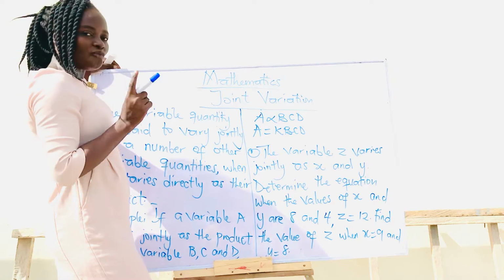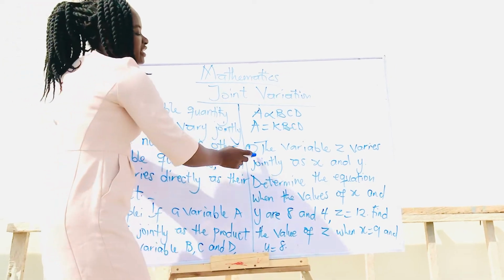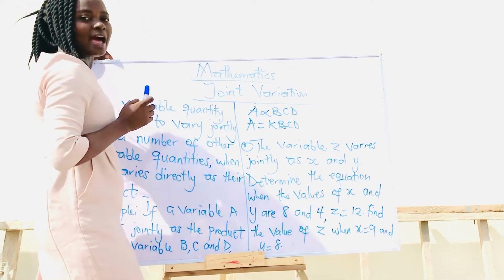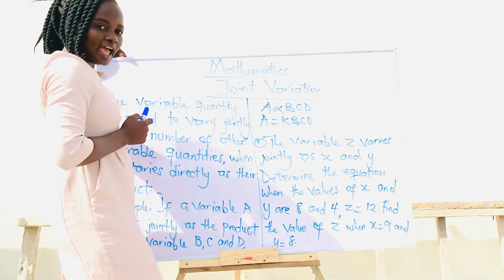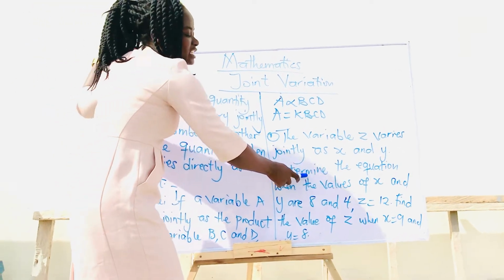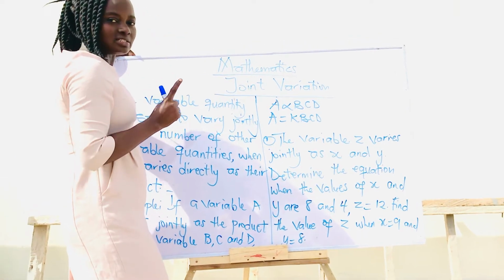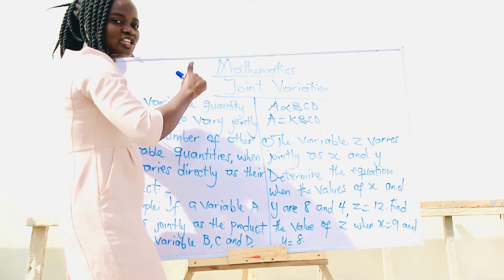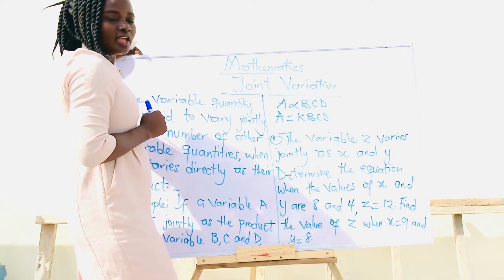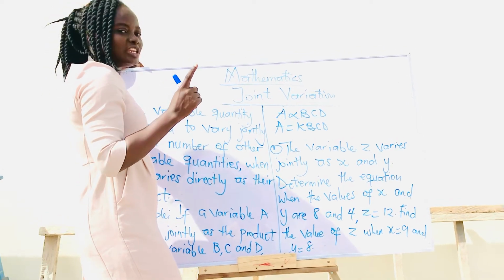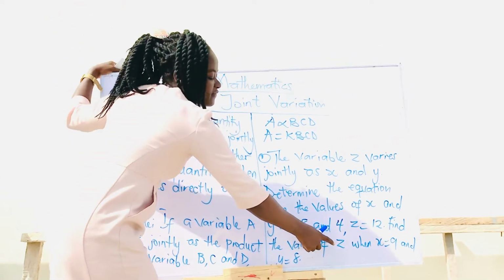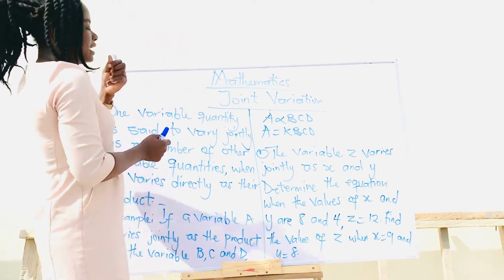So we first of all have to change this into the mathematical expression. Then we use the first part of the question to find our constant, to get our new equation. And after that, we use the new equation to find the value of Z. So let's do it.